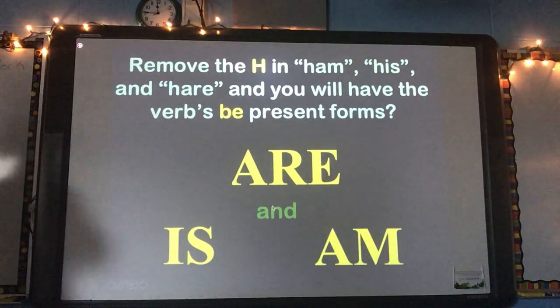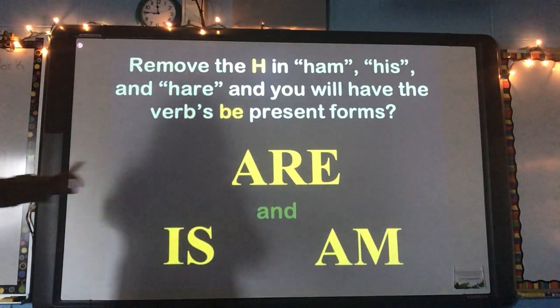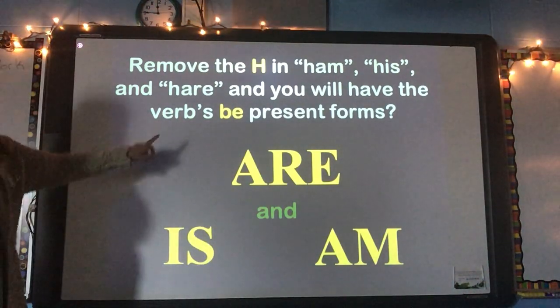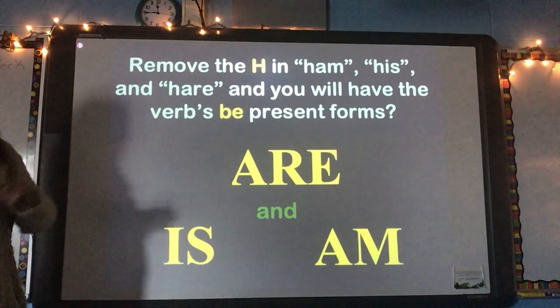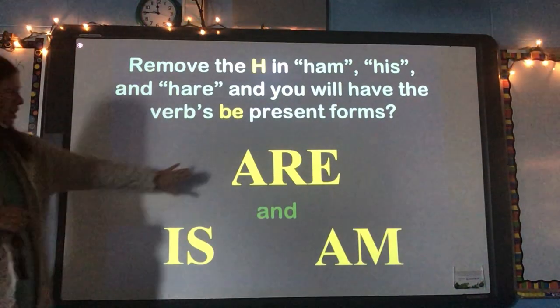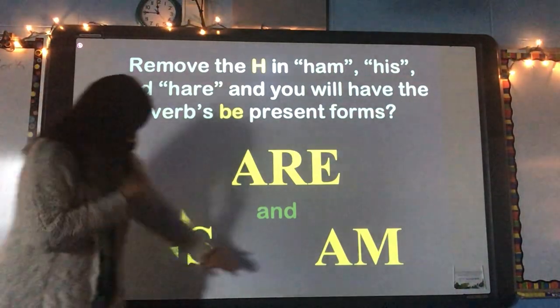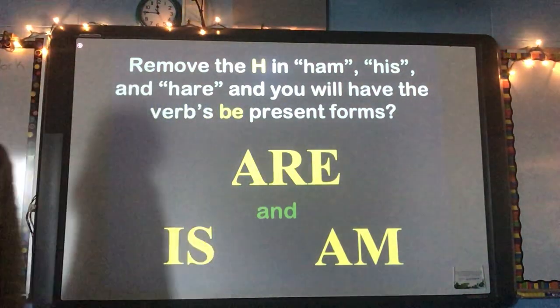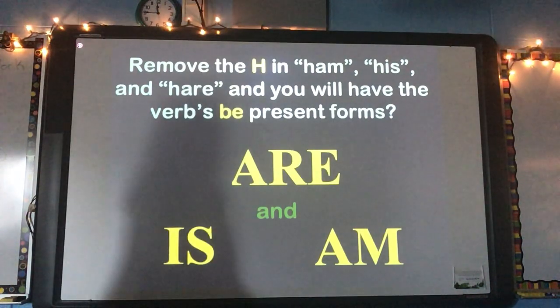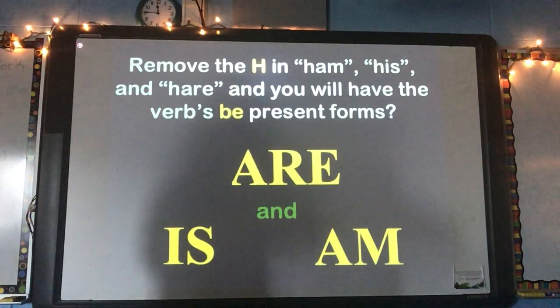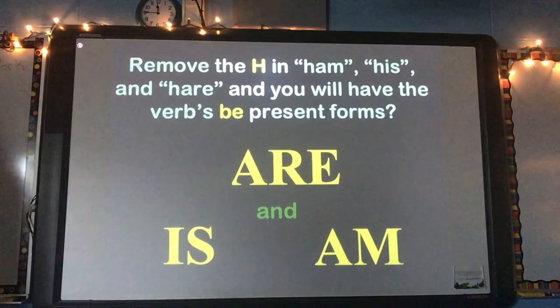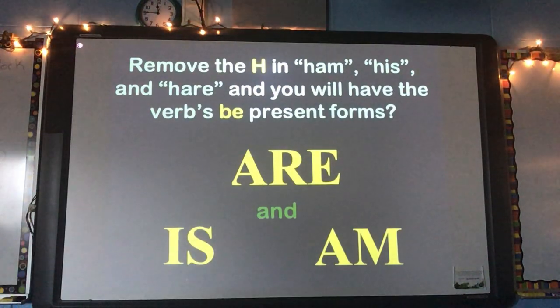When you remove the H's from all 3 words, we're left with are, is, and am. So this word was hair, this word was his, and this word is ham. And when you take off the H's, we're left with our verb be. Okay? So a little trick there to help you memorize those.